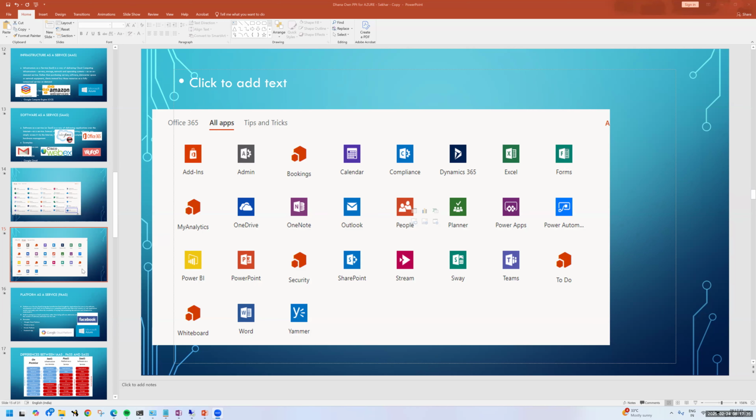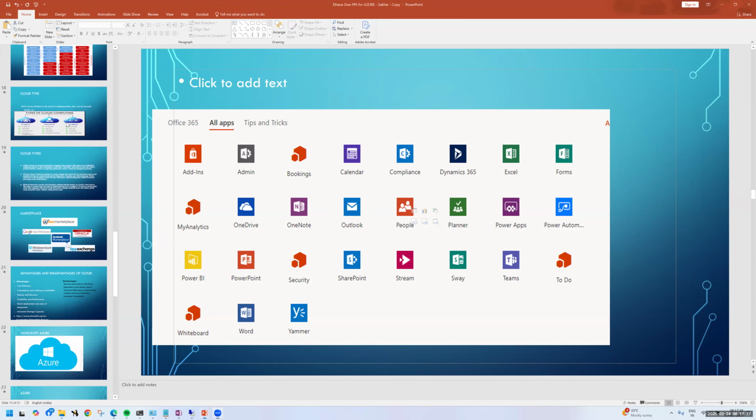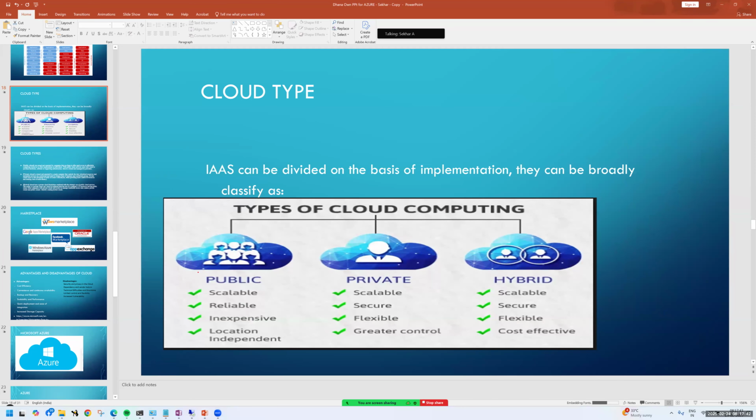Clear? Next, another thing is there are three types of cloud computing, guys: public, private, hybrid. Now, here an important topic, types of cloud computing. What is public? The resources which can be accessed from anywhere in the world are called public. Private means the resources which can be accessed from within the corporate network. Hybrid means the combination of public plus private cloud, called hybrid cloud.